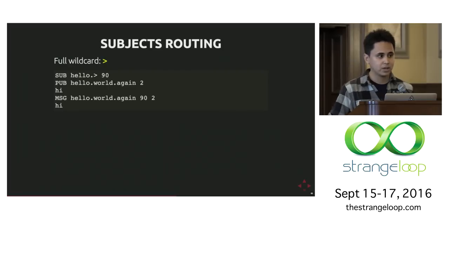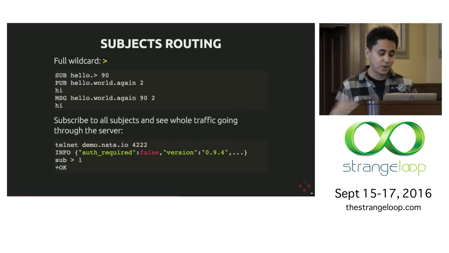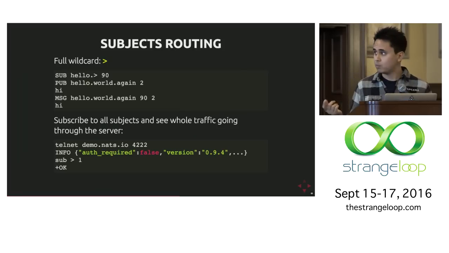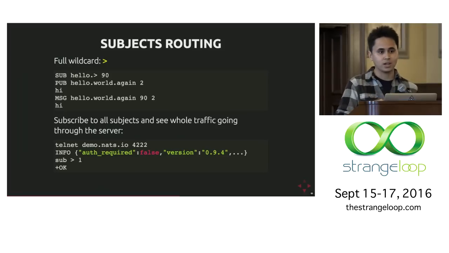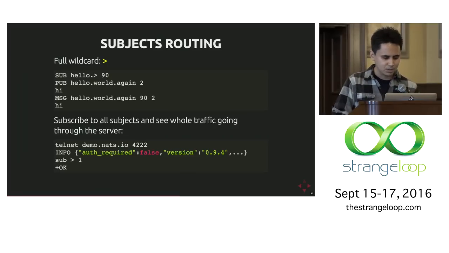And there's an even stronger wildcard, which is called the full wildcard. This one will match everything after the dot that is published on the server. So if we make a hello dot full wildcard subscription, this will match messages such as hello world dot again. So it continues to match. This is very strong. So if you try to connect right now to the demo.nats.io endpoint and subscribe just on the full wildcard, you will start seeing all of the messages that are happening right now in the server. So yeah, I think someone is publishing some JSON messages all the time.